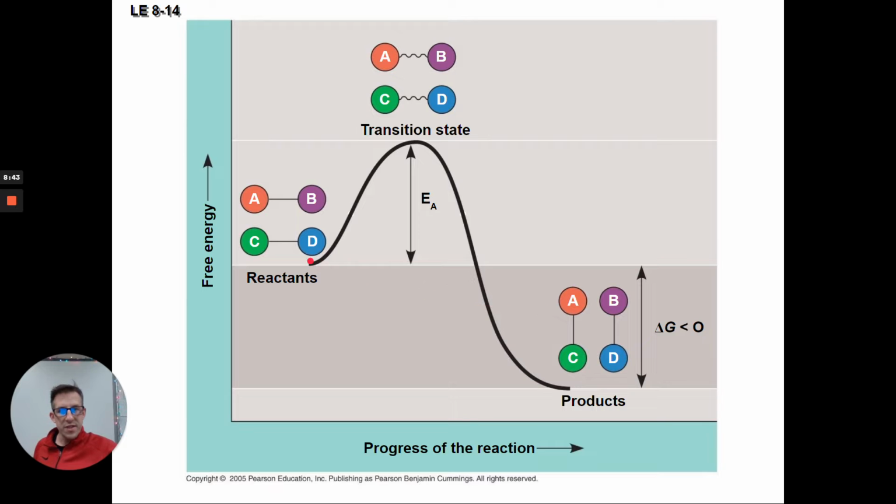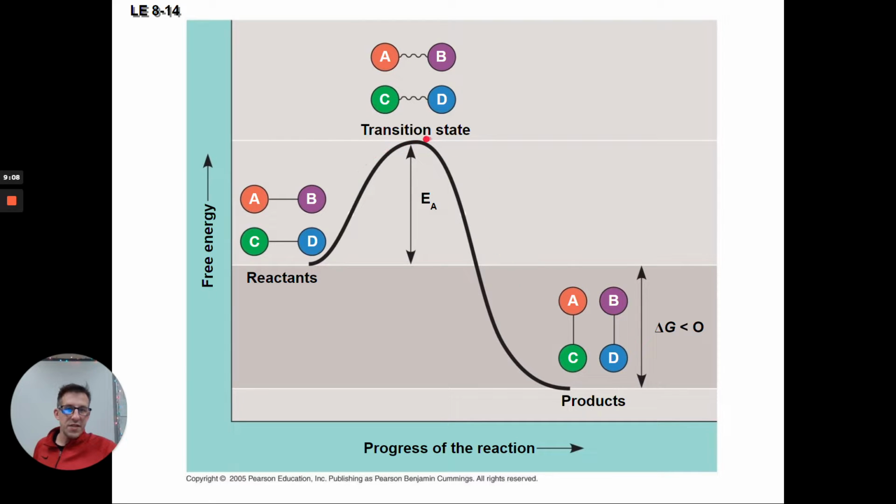Okay, so what's this big bump? That big bump there is the activation energy. That big bump illustrates the amount of energy that needs to be put into this reaction for it to actually work. Okay, and so we see these reactants with a certain amount of energy, but they require even more energy input to actually change into the products.